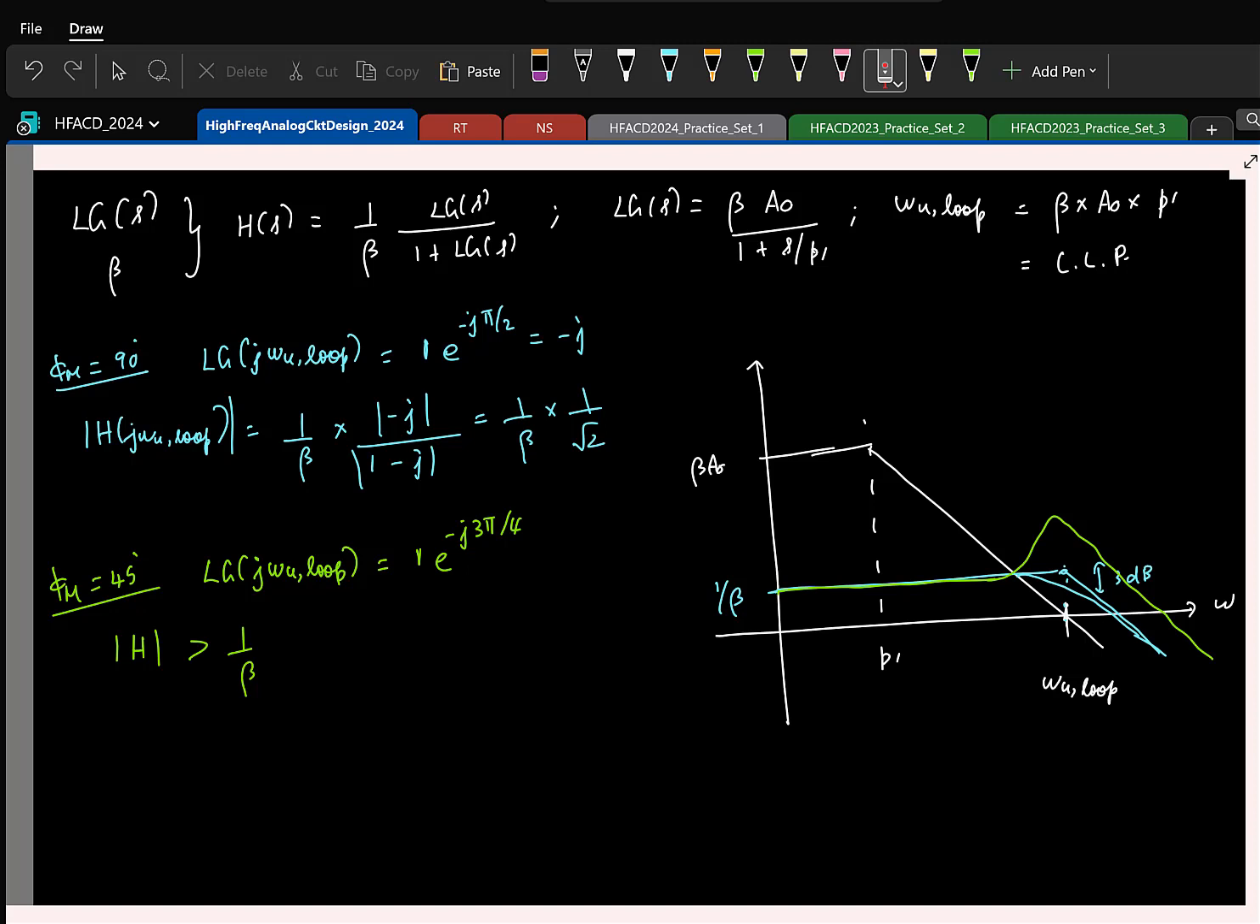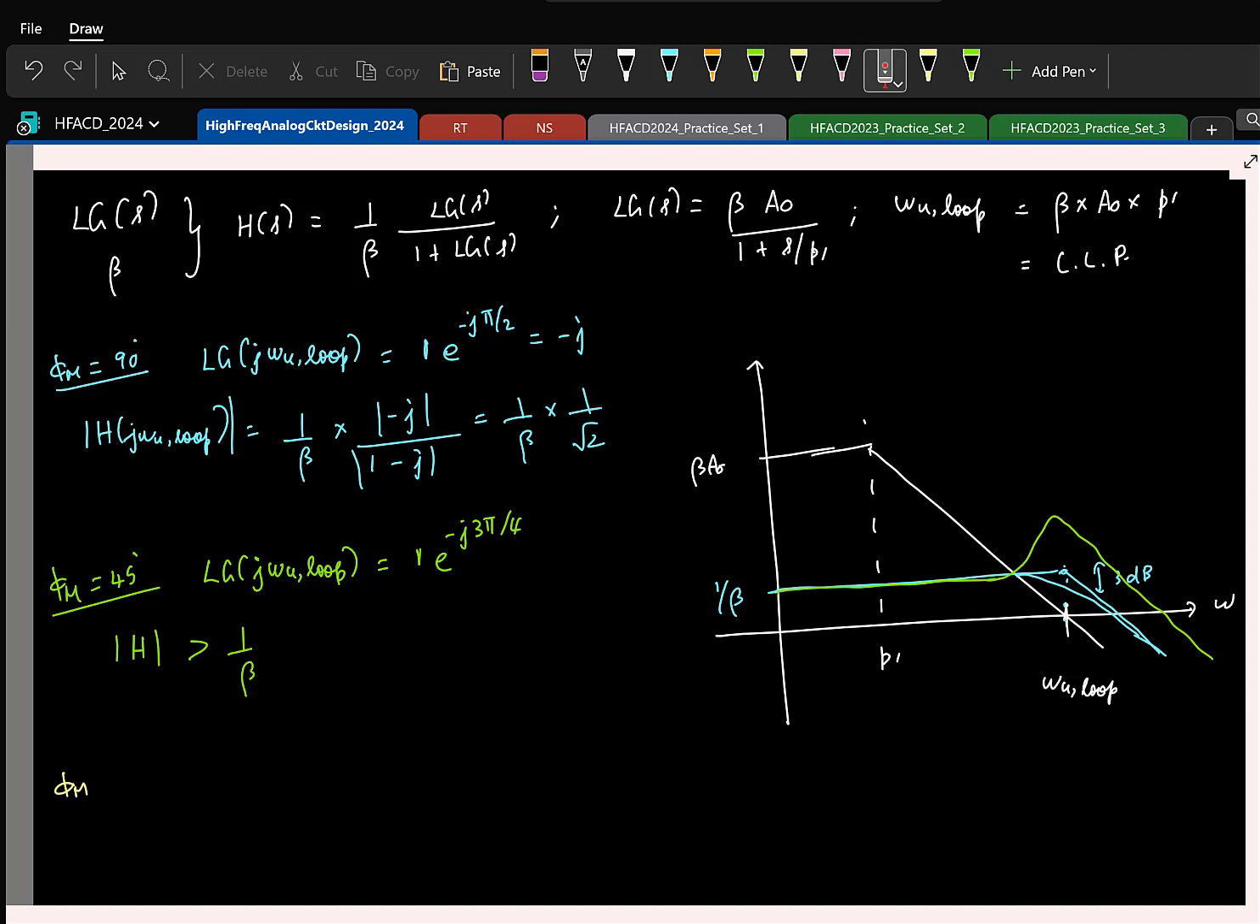So again, this gives you another indicator as to how you might choose your phase margin. In the closed loop transfer function, do you think I want this peaking or not? I don't want this peaking. Ideally, I want 1 by beta across all frequencies. Or if not, it should at least gradually reduce. So that gives you another indicator. You can choose a phase margin so that the peaking is not there. And typically at around what frequency do you think this peaking might occur? Around omega u loop is where that peaking typically occurs. Not exactly, but around that.